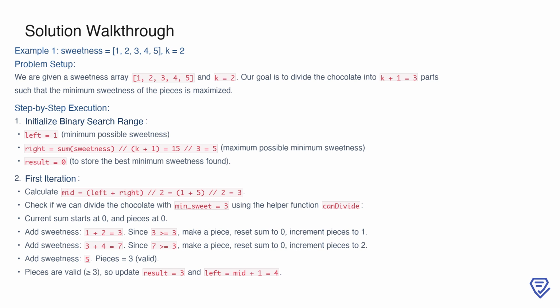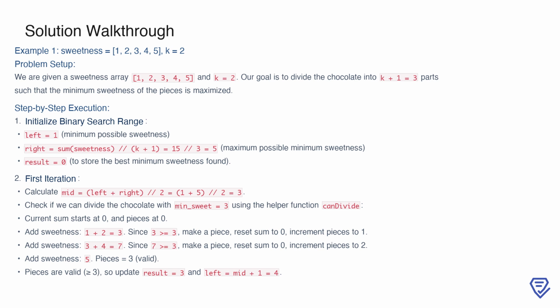First, we initialize the range for possible minimum sweetness values. The lowest possible sweetness is 1, and the highest possible is the total sum of the array divided by the number of parts, which is 15 divided by 3, giving 5. We also initialize a result variable to store the best minimum sweetness we find.